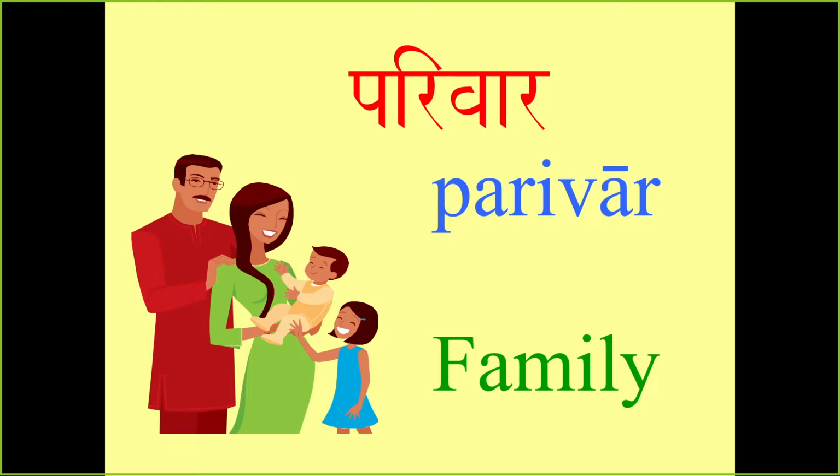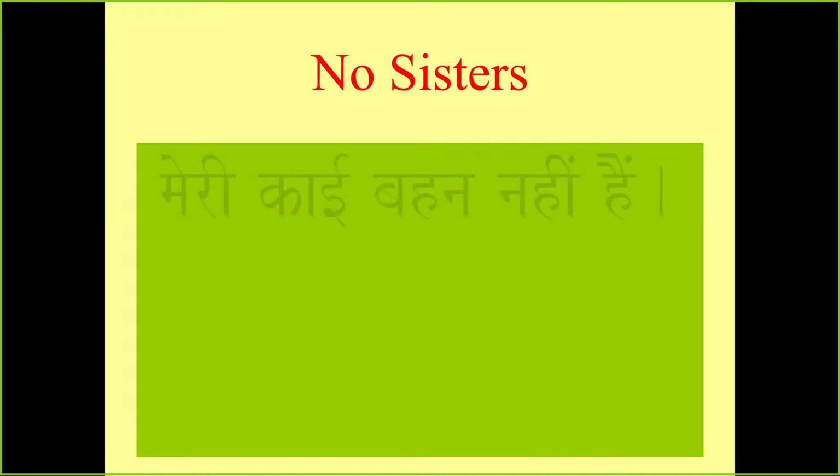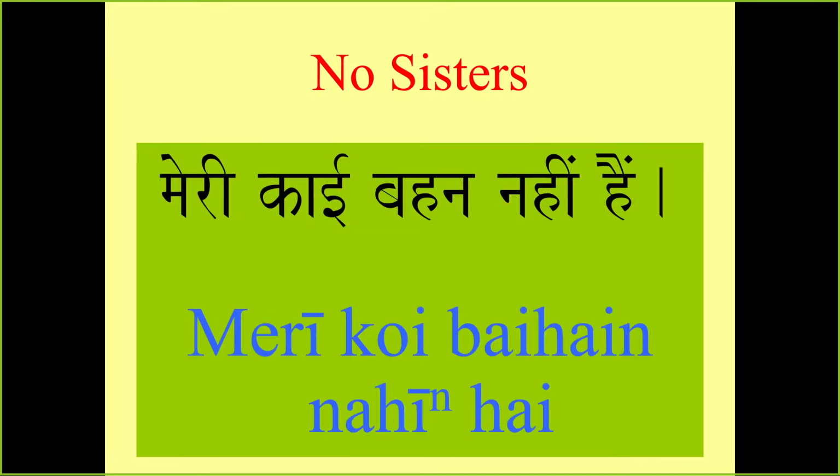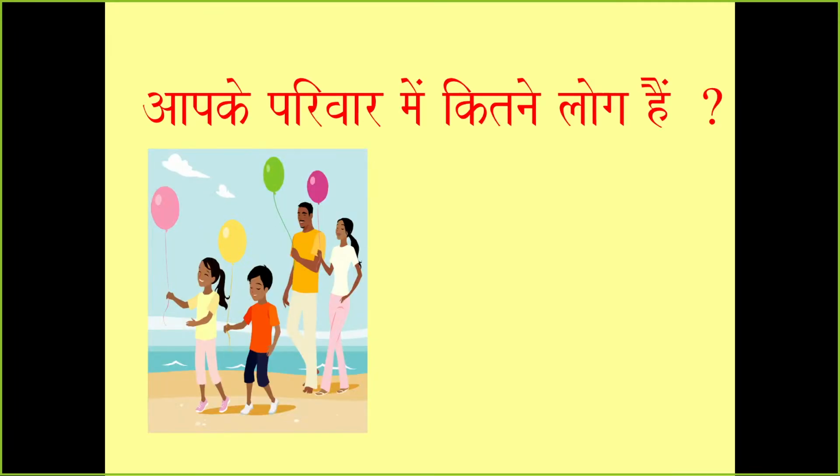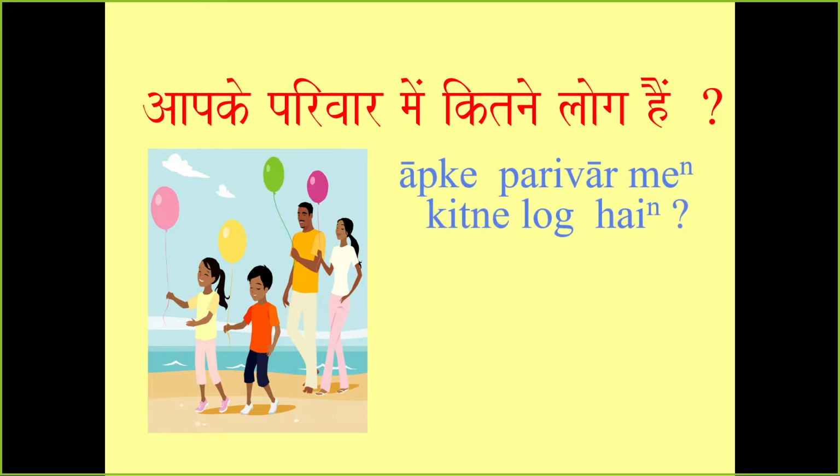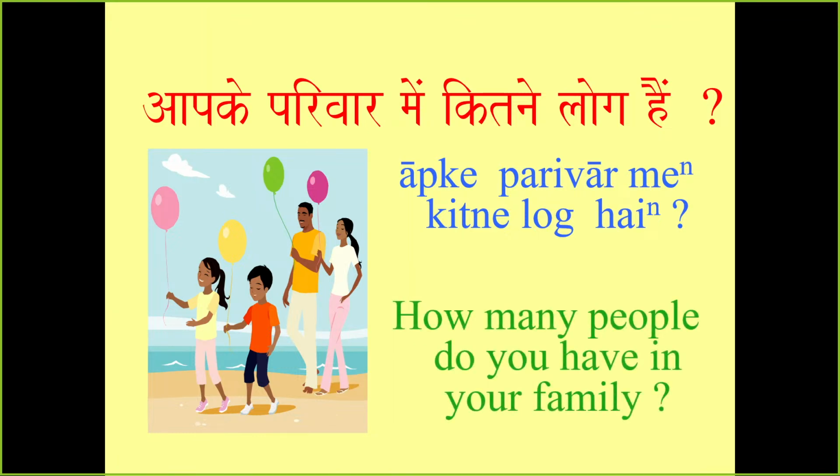So the next word is, repeat with me, Dhruv, parivar. And parivar is family. Okay, so we already did this. I don't have sisters. मेरी कोई बहन नहीं है. So let's go to परिवार. Dhruv, read with me. आपके परिवार में कितने लोग हैं? So how many people do you have in your family? How many people do you have in your family, Dhruv?